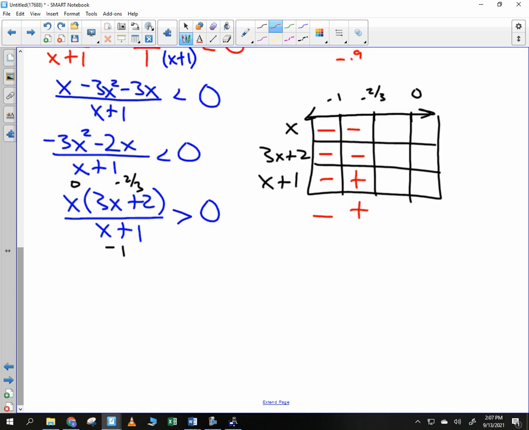What's a number between negative 2/3 and 0? Negative 0.1. Sure. That'll be a negative. 3 times negative 0.1 is negative 0.3 plus 2 is positive, and negative 0.1 plus 1 is positive. So it's negative. Look at 1 and we get positive, positive, positive. Most of the time, not all the time, but most of the time you'll see the sign switch here.